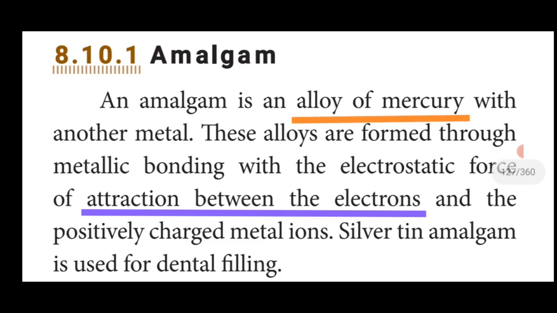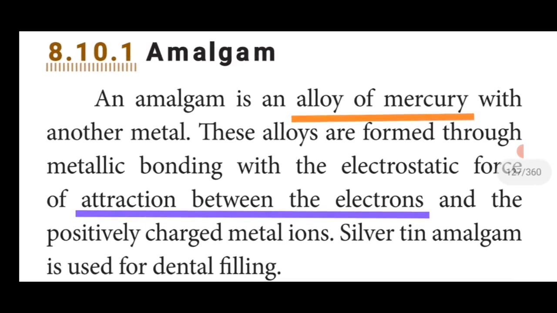How are metallic bonds formed? By electrostatic force of attraction between electrons and positively charged metal ions. This is called an amalgam. The silver tin amalgam is used for dental filling. Silver's symbol is Ag, tin's symbol is Sn. Silver, tin and mercury combine to form an alloy. This alloy is called silver tin amalgam. This amalgam is used for dental filling.